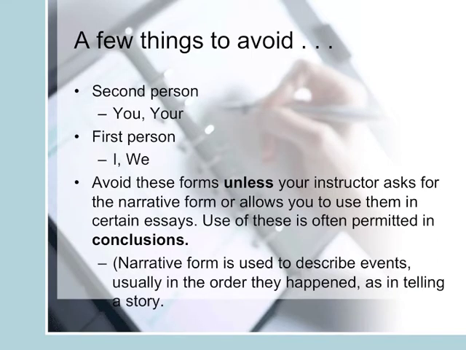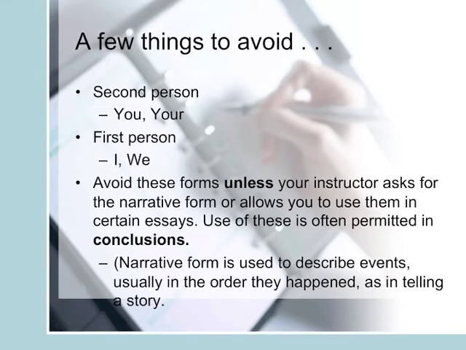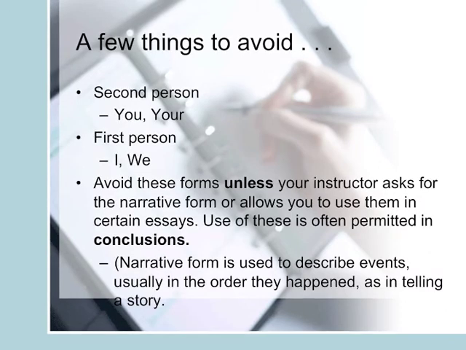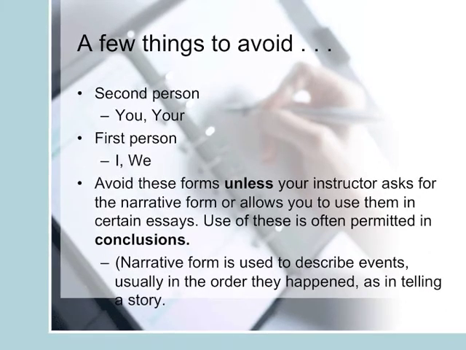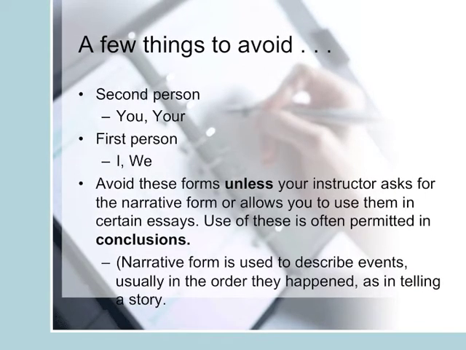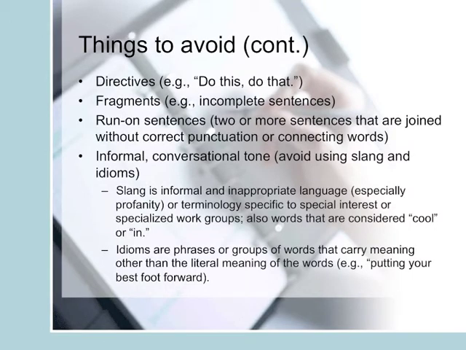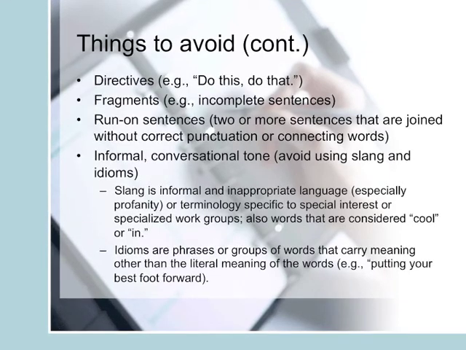Narrative form is used to describe events, usually in the order they happen, as in telling a story. So that is one reason why I, we, you, your is helpful in narrative, because it's more story-like, whereas academic is more semi-formal. You also want to avoid directives. Do this, do that. The reason for that is because in those, you is the implied subject. So that's automatic second person.